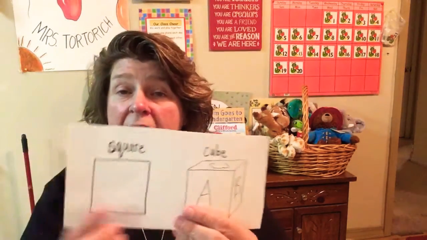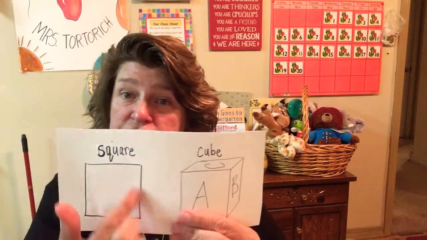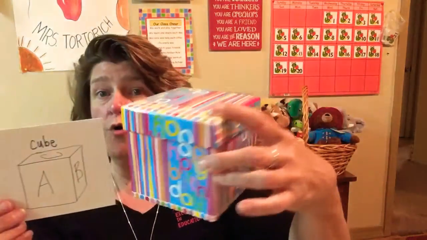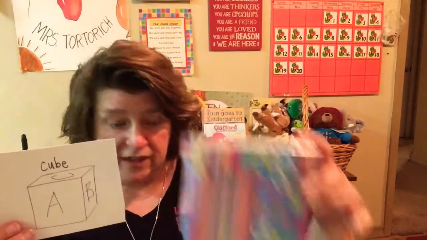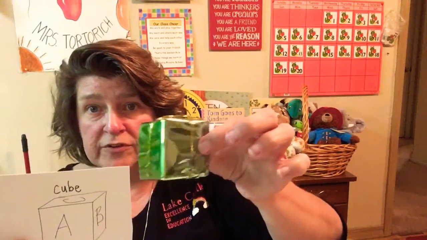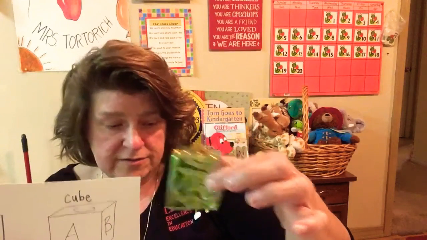If it's a flat square on the paper, it's just one side you can see. But if it's a cube, it is something you can hold. You could put things in it. Here I have a little cube. It's a little present. Okay, 6 sides. So that's the cube.